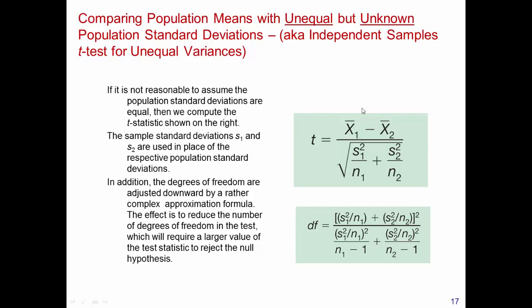Our t-test statistic looks very similar to what we just used, but have you noticed the difference? We're not using the pooled variance here. We're using each of the individual groups' variance in the numerator of the values down in the denominator. We're also using a pretty complex, well, busy formula to calculate our degrees of freedom. The idea is that it is reducing the number of degrees of freedom in the test, which will require a larger value of the test statistic to reject the null hypothesis.